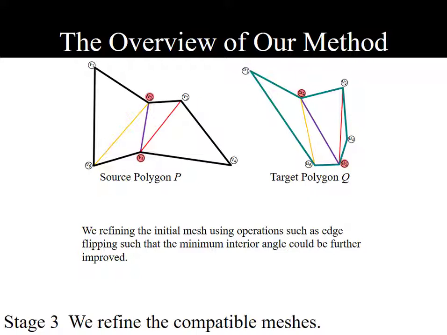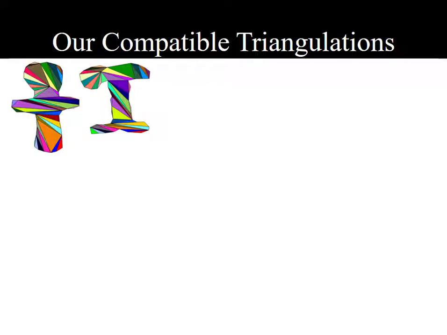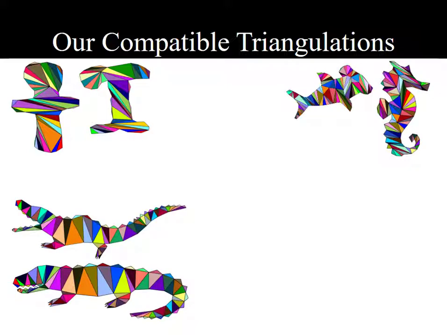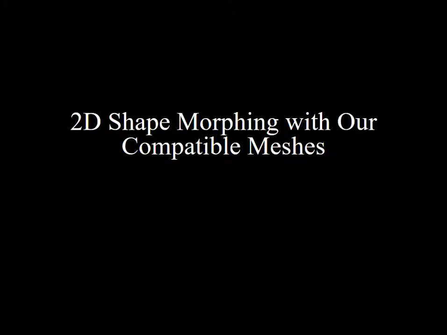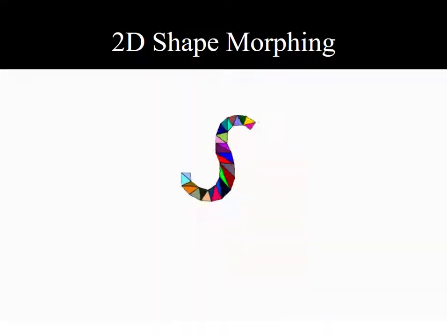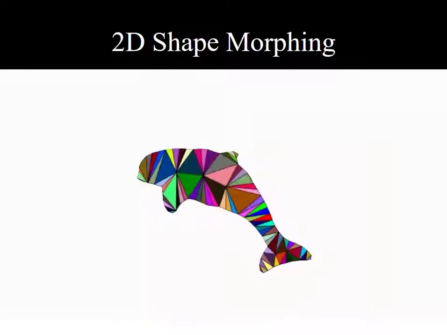In the third stage, we refine the initial compatible mesh created in the previous phase such that we can increase the proportion of regular triangles and make the mesh more uniform. Here, we show examples of applying our method to compute compatible triangulations. Our method introduces a very small number of Steiner points while the quality has been improved significantly. This benefits smooth transitions of shape morphing.